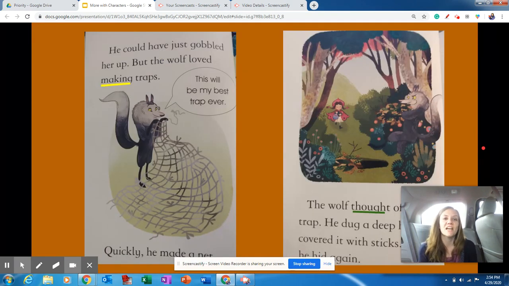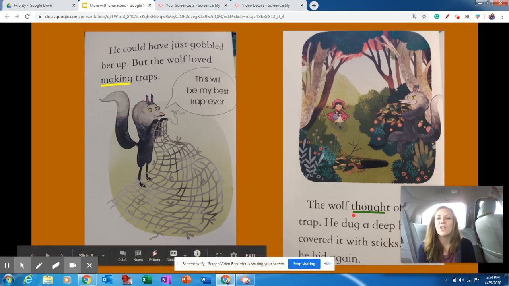On this page, I underlined the word making. Making is another way that we can show that our character is moving. We know he's doing something with his hands because he's making a trap. On the next page, I underlined the words thought.